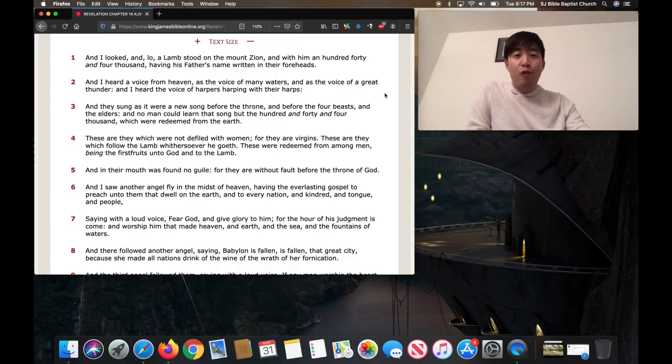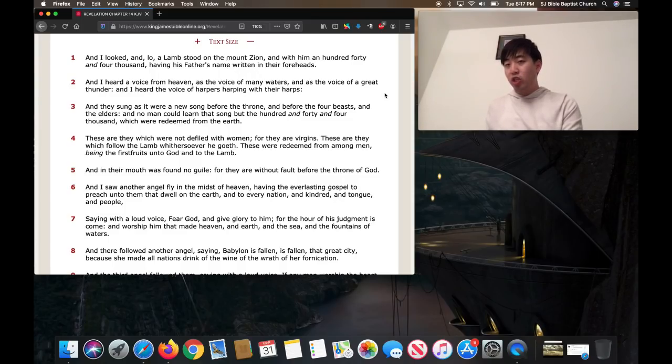And before the four beasts, they do it in front of the four beasts, which is the four cherubims, remember? And the elders, they sing this new song in front of the elders. Now look at that. So these 144,000, they're not the same as the 24 elders that we saw. Now the 24 elders, what you're going to notice is that they are the Christian church, which I already explained before, so I'm not going to do that again.